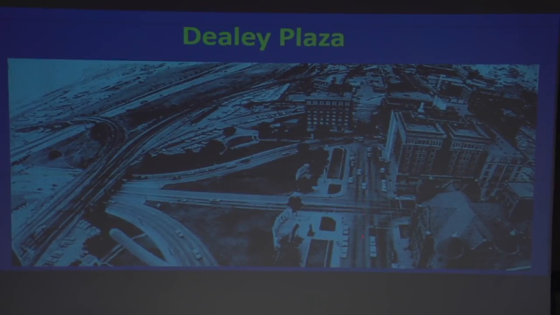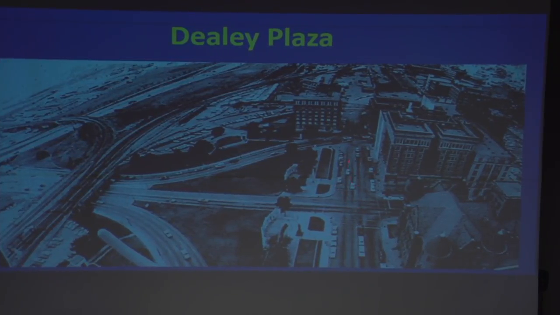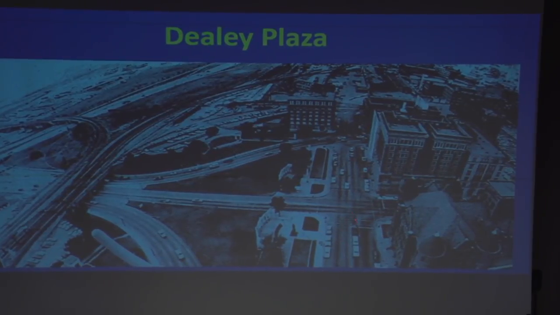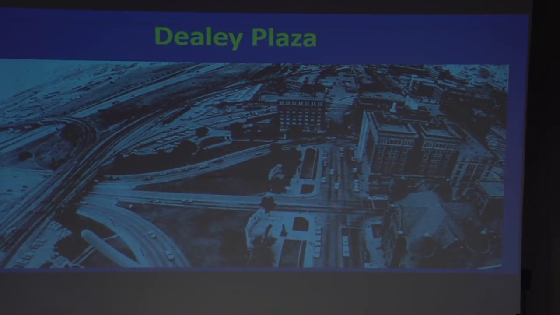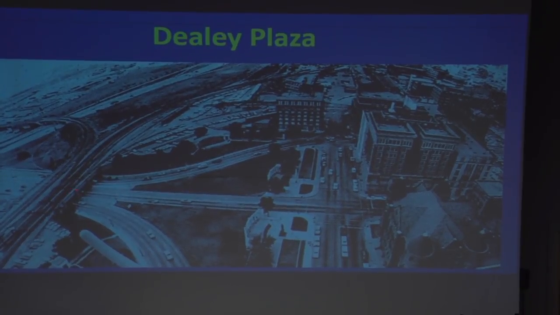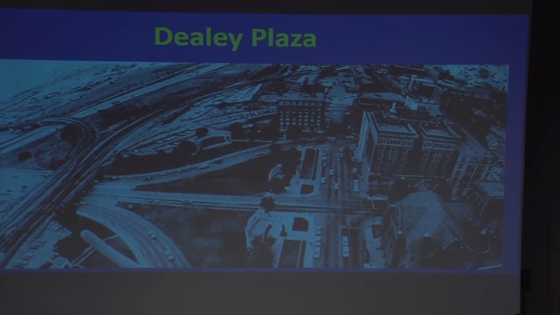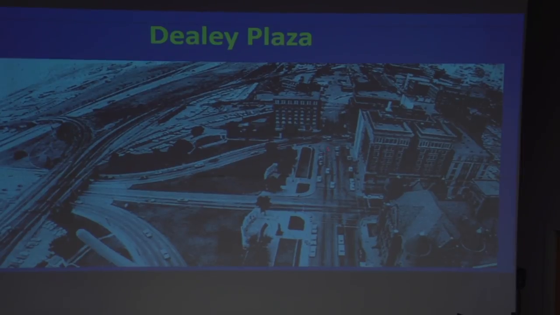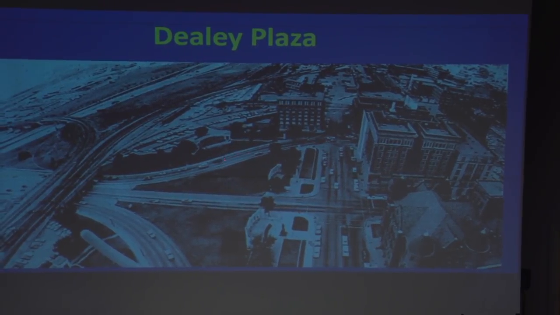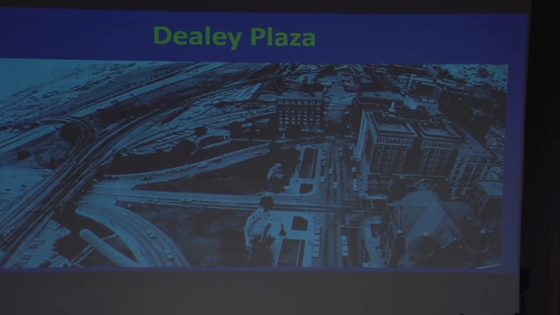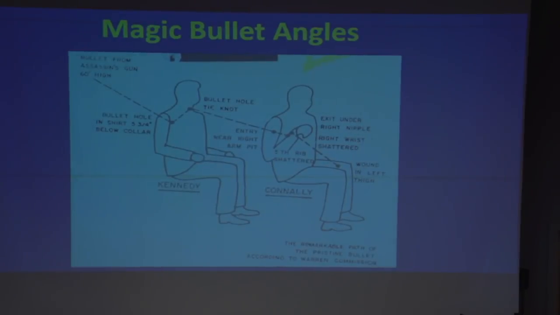Okay, so this is Houston Street, this is Elm Street. The motorcade came up here, and it would have been much easier to just go straight directly through the underpass, but instead it went up to Elm Street and then proceeded this way, thus making it possible to assassinate the president. Let me see the next slide.